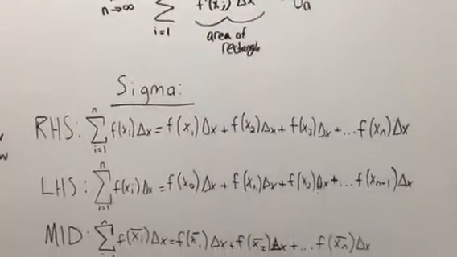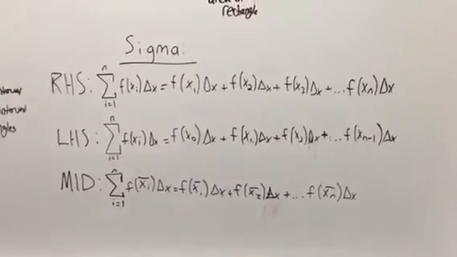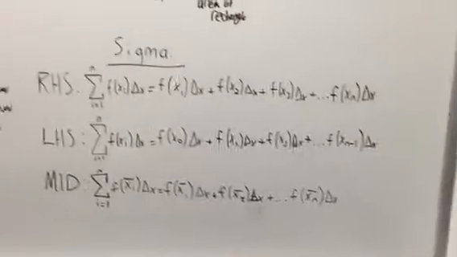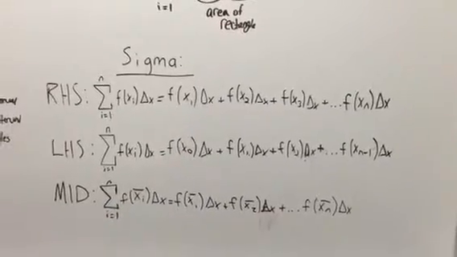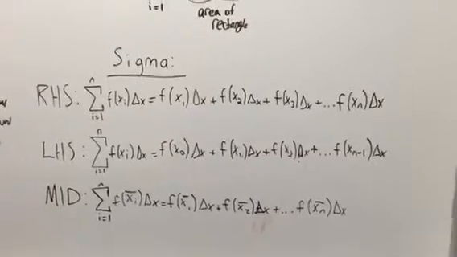And so here you can see that we have this written out. We have the right hand sum and the left hand sum. It's the sum of the function of x sub 1 delta x plus x sub 2 delta x, and so forth.